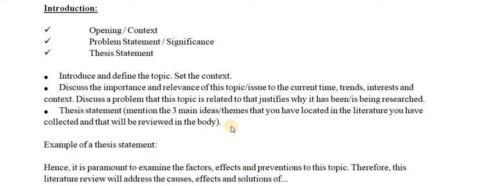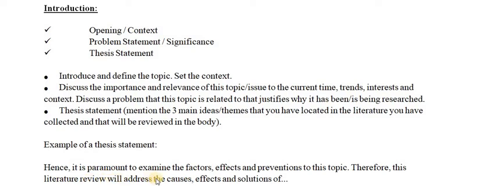So, as an example of a thesis statement, this is an example of a thesis statement. Of course, after fully writing the previous paragraphs explaining the context of the topic, the problem, and its significance, as we said, you can make an indent and then write this sentence. Hence, it is paramount to examine the factors, effects, and preventions of this topic.